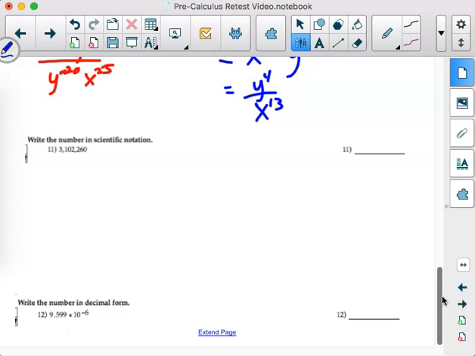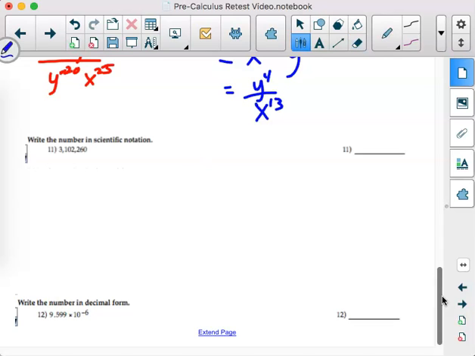Number 11, write it in scientific notation. In math, when we write scientific notation, we do not use a dot, ever. And we don't ever write it like that. That is computer and calculator language. We are doing math. We are not using the calculator to do it, and we need to show that.